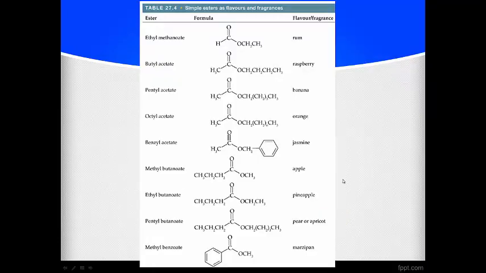So here are some esters. You may have made them in high school, in the lab. They generally work okay if you have the right ratios of your alcohol and your acid to start with, so you don't have too much excess of your acid. Otherwise it just smells like vinegar. So you could have your ethyl methanoate, which is your rum flavour. You've got your raspberry, banana, orange, jasmine, apple, pineapple, pear or apricot, and your marzipan.